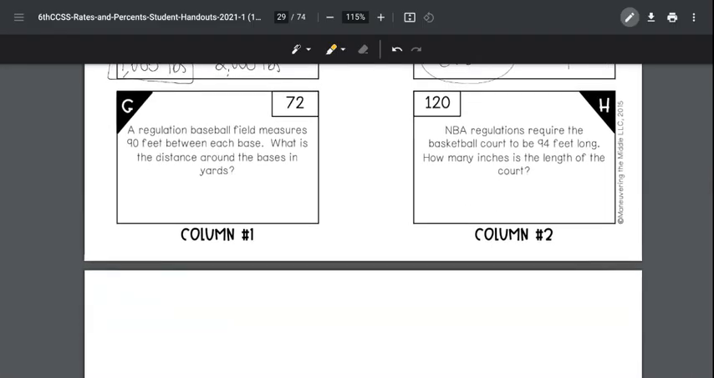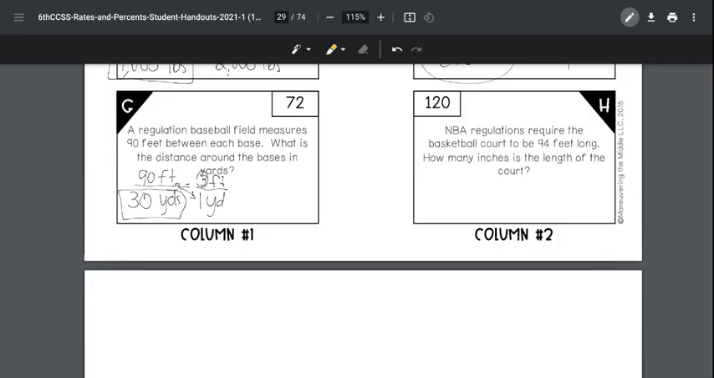G, a regulation baseball field measures 90 feet between each base. What is the distance around the bases in yards? Okay, so we need to figure out yards. I know that 1 yard is 3 feet. So cross multiply and divide. 90 divided by 3 is 30. There are 30 yards between each of the bases.